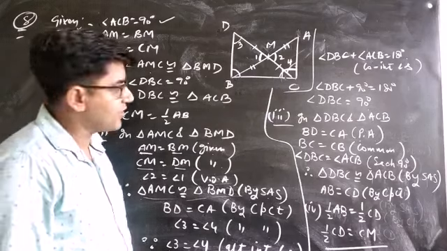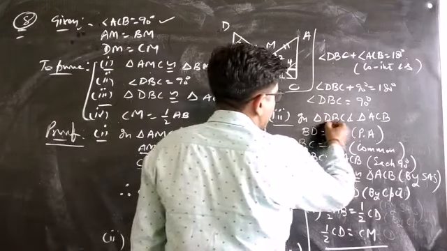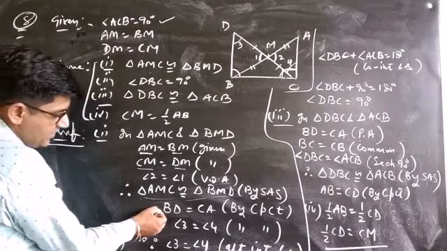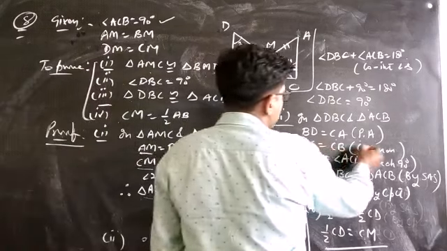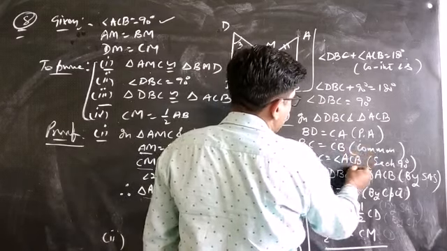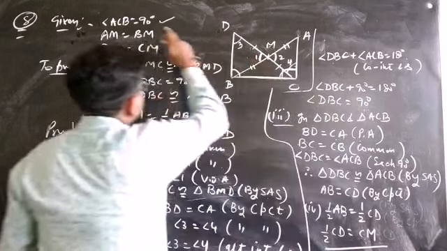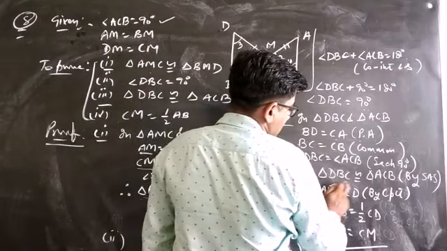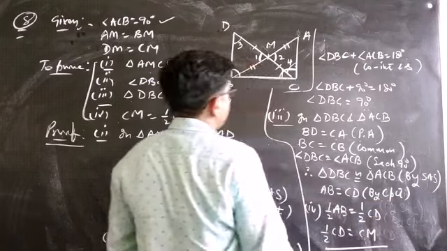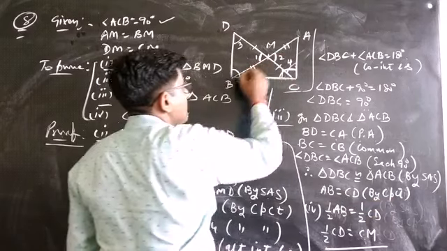Now the third part of the question, in triangle DBC and ACB, BD is equal to CA. We have proved here BD is equal to CA. BC is equal to CB, BC and CB common, and angle DBC and ACB: DBC is 90, ACB is 90. So that's why triangles are congruent, and AB will be equal to CD by CPCT. This CD and AB will be equal.